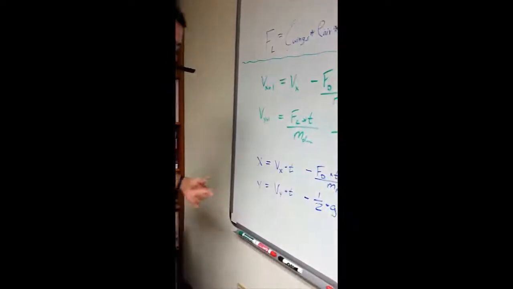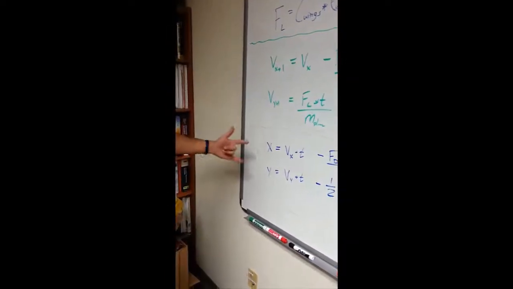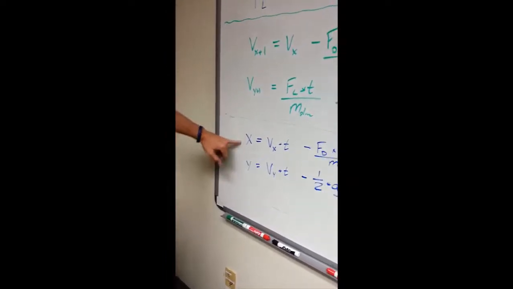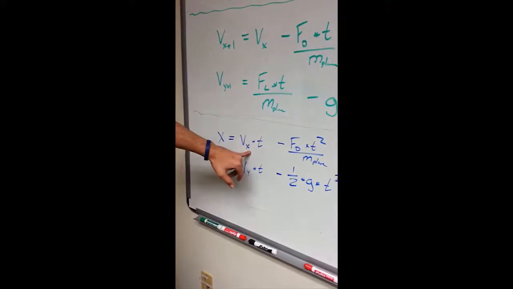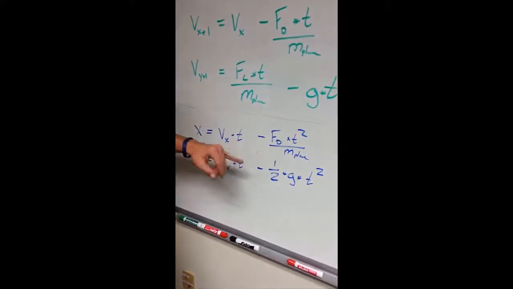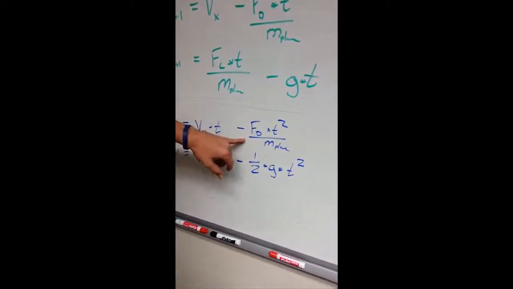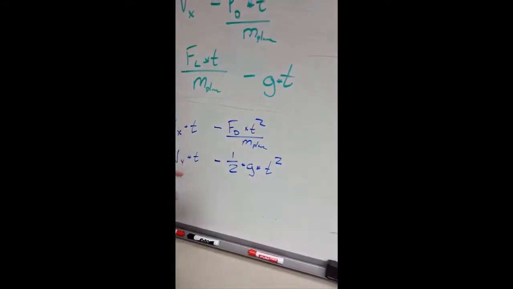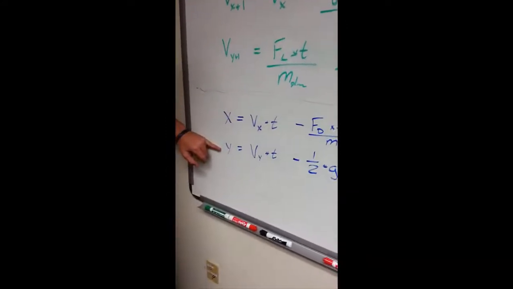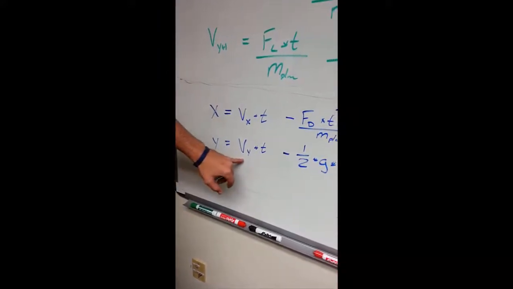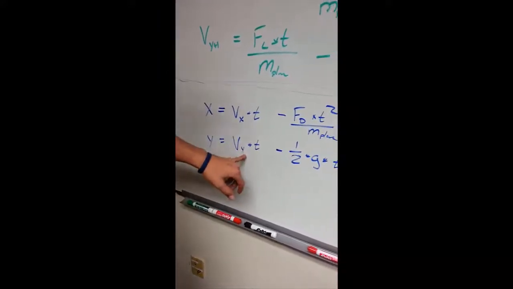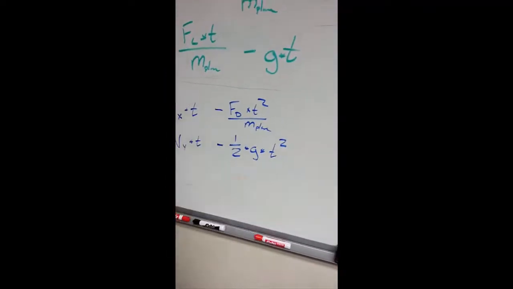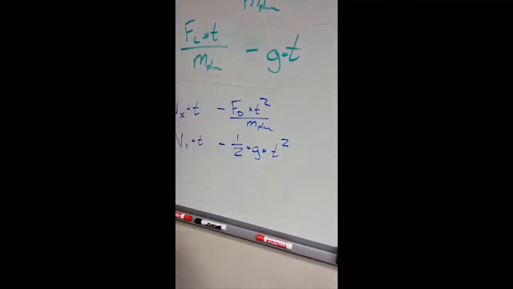Finally, we're able to model our system using our position equations. For our x direction, we included our velocity at that current time step times time, and we have to subtract out the deceleration due to the force of drag. And for our y position, we took our velocity in the y at a certain time step and subtracted out the force of gravity acting on that.